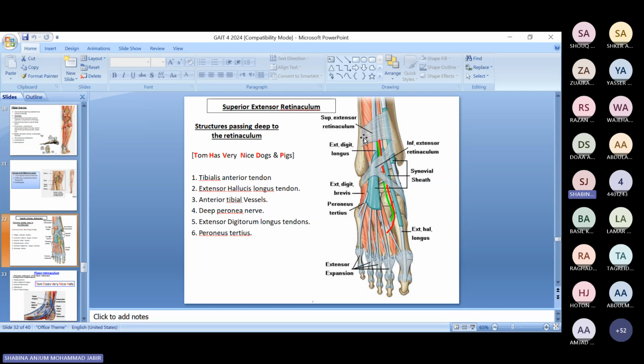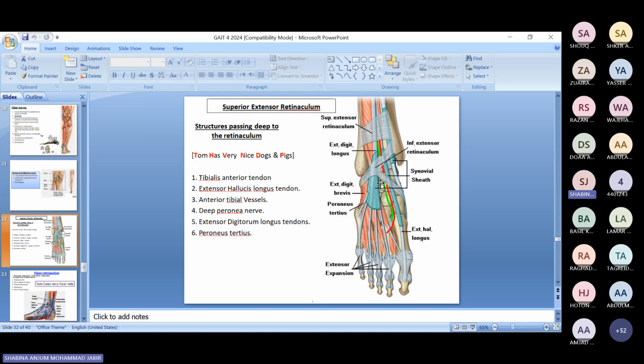So we have the band of the deep fascia, like in the upper limb. Here also we have the retinaculum. You can see this deep fascia binding the tendons together. So you can identify from the medial to lateral side. The first tendon will be tibialis anterior. Second tendon will be extensor hallucis longus. See where it is going to the great toe.